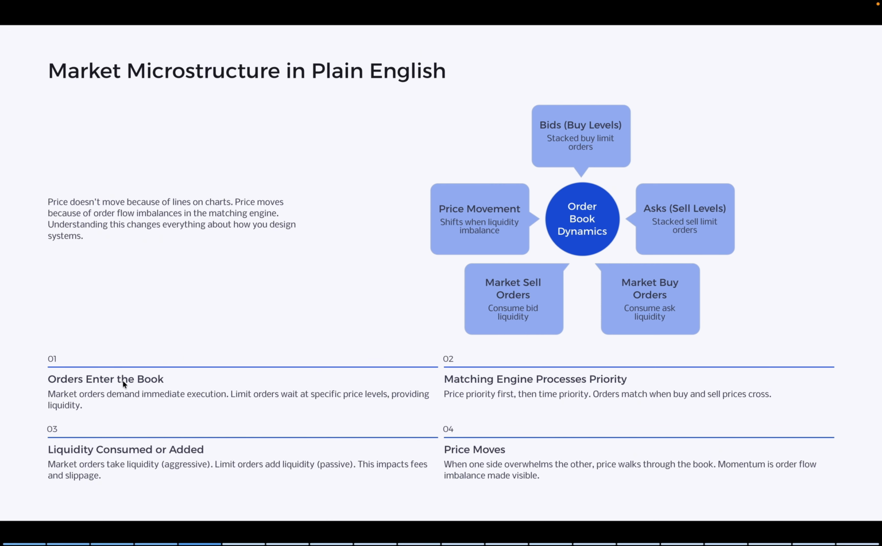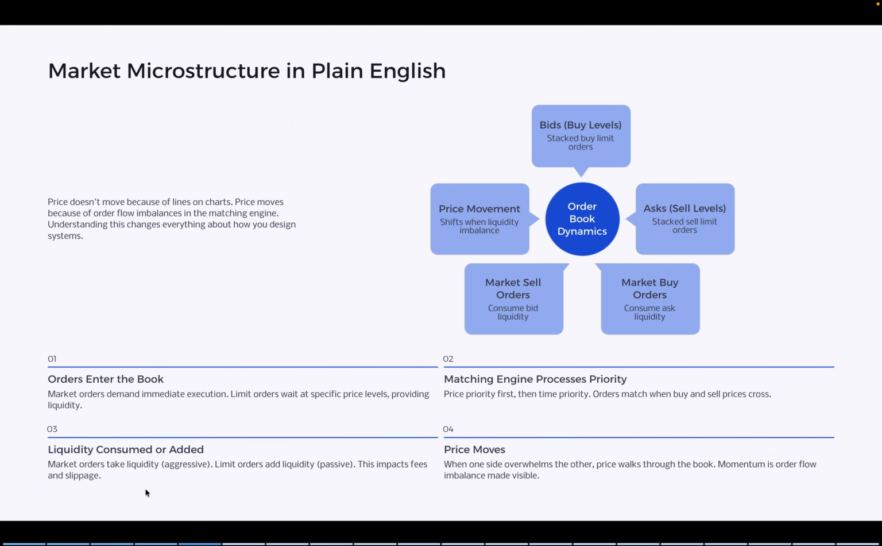So let's say an order enters the book, right? And then the matching engine processes the priority. Priority is determined by the price and then the time priority. Orders match when buy and sell prices cross, right? So if they cross, then the order would match. If I'm buying five contracts at an entry price of $100, and there's someone selling five contracts at $100, then our orders will cross and they would be matched by the matching engine. Okay, and then the liquidity is consumed or added. Market orders take liquidity, limit orders add liquidity, right? And this impacts fees and slippage.